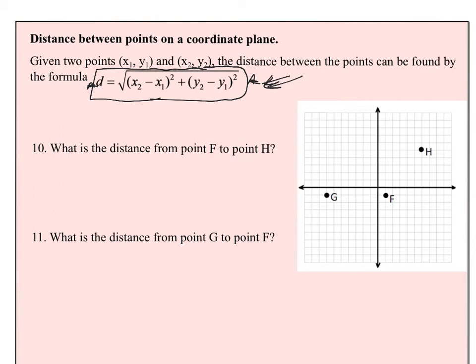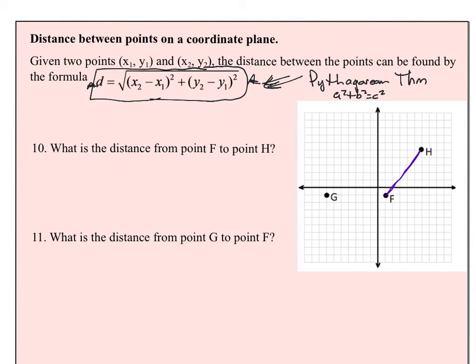Okay, and believe it or not, it is derived, it came from Pythagorean theorem, which some of you may know, some of you may have forgotten, and that's fine. But that's like the a squared plus b squared equals c squared thing. So what this does is it takes a little bit of Pythagorean theorem and puts it into coordinate plane terms. Okay, so when we look at what is the distance from point F to point H, we're looking at how far is it.